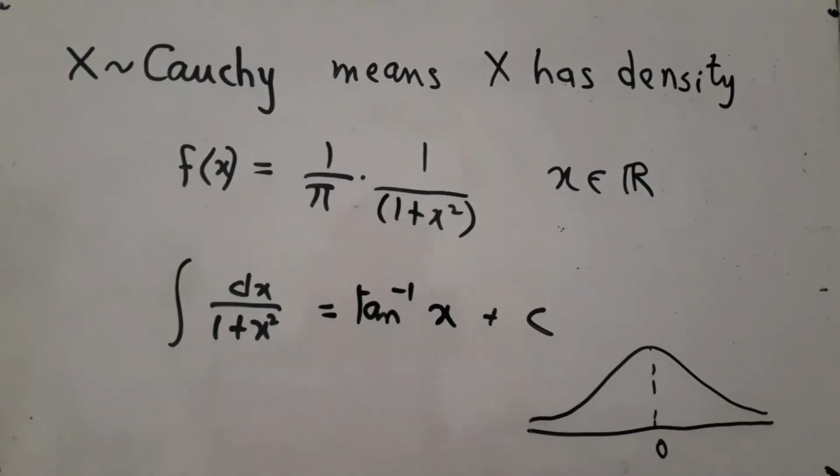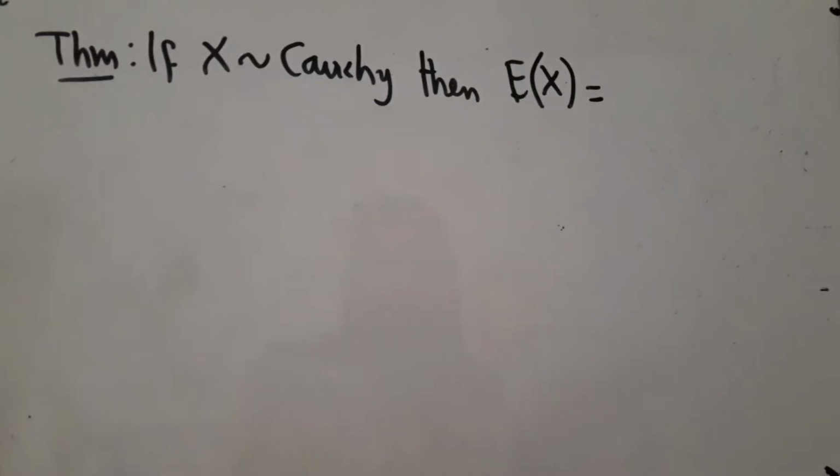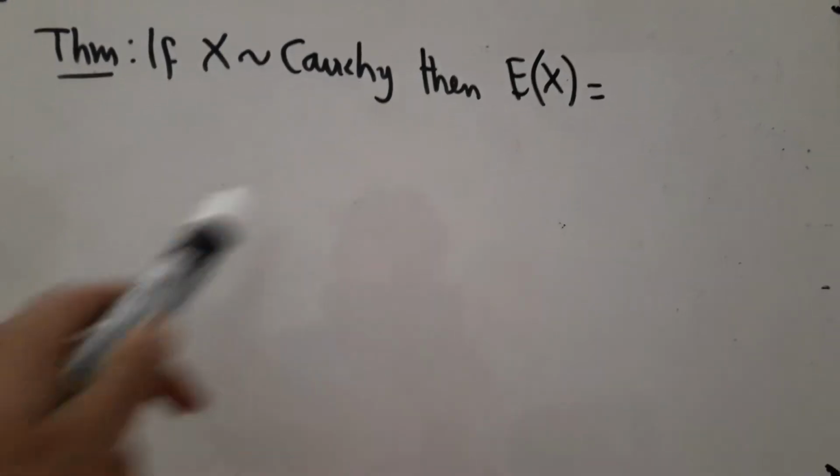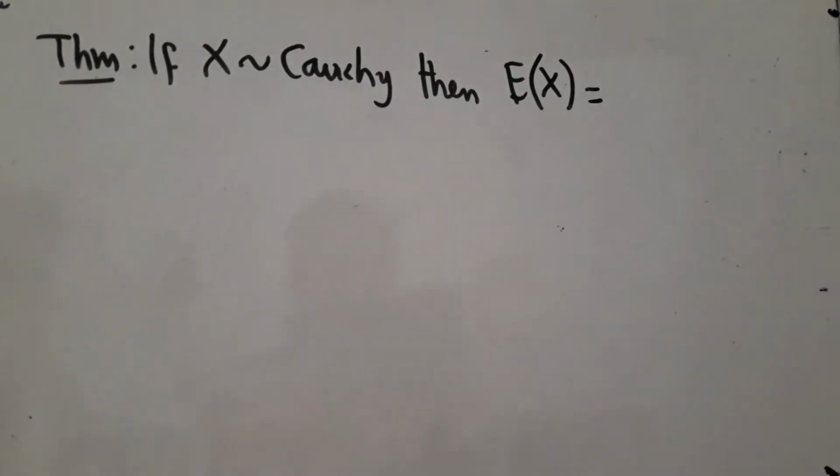This distribution occurs in certain physics setups in terms of diffusion of light and spectrum of lights and things like that. But the main reason why probabilists are interested in the Cauchy distribution is that it has some weird properties, and so it serves the purpose of counterexamples in various cases. So let us face the first shock with the Cauchy distribution. We shall try to find out its expected value.